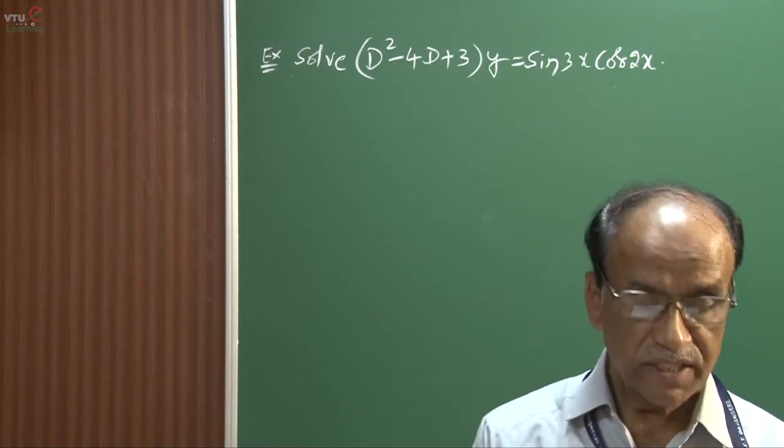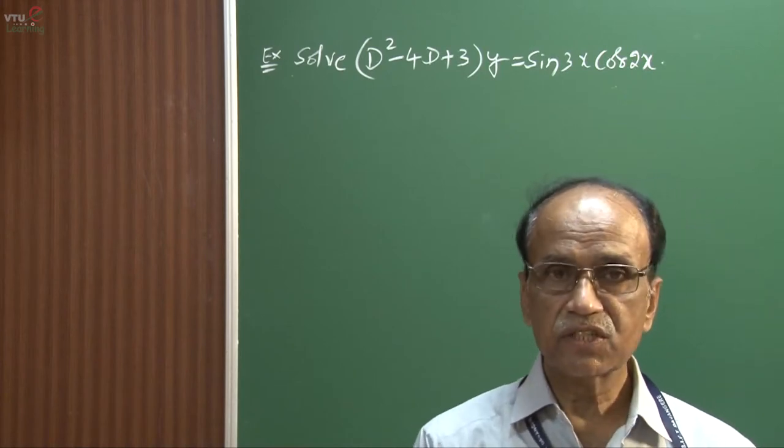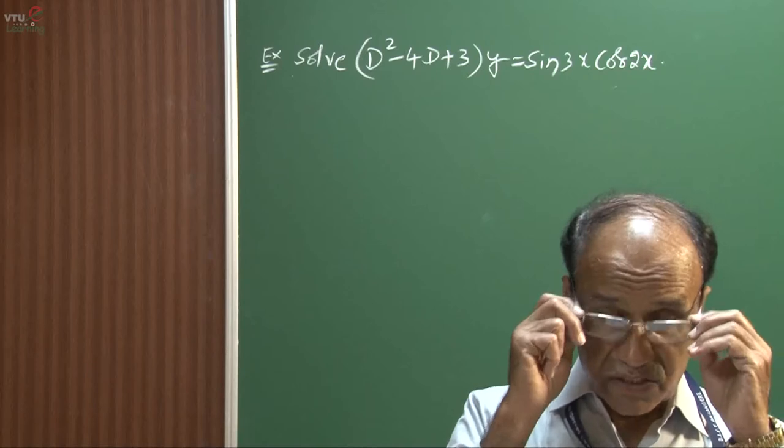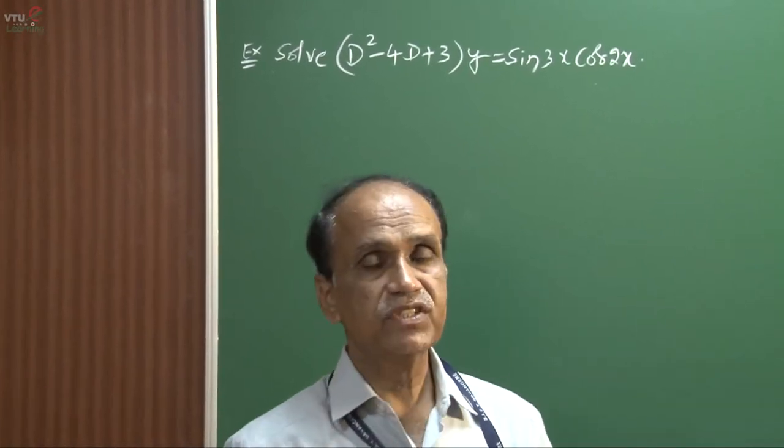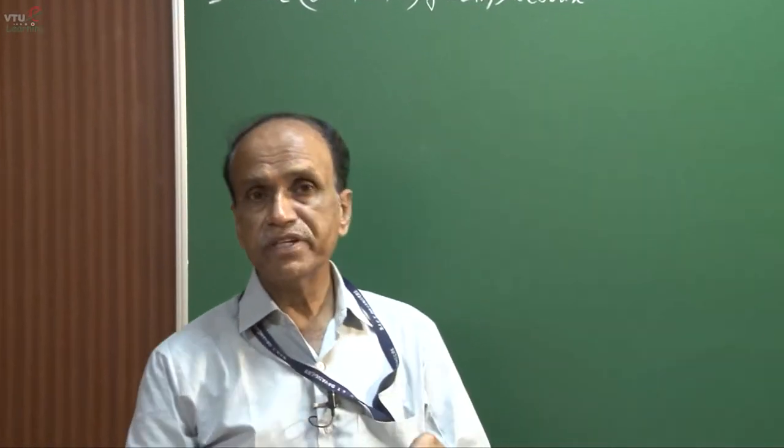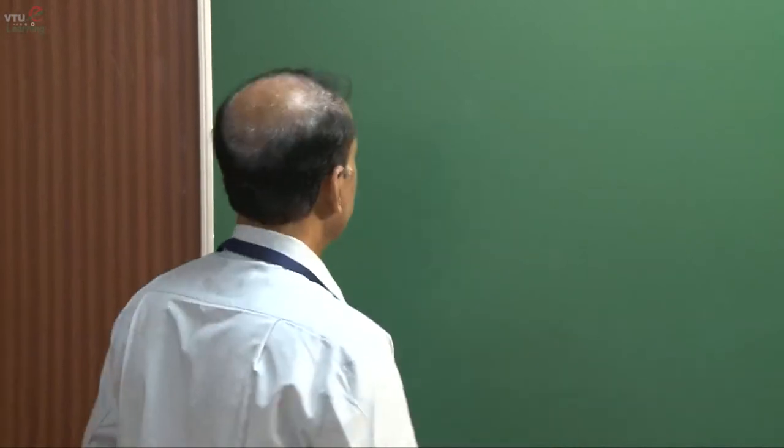As usual, you know that this is to be written as a general solution. Then the general solution consists of two different solutions. One is the complementary function and the other one is the particular integral. The complementary function takes the solution with reference to the LHS of the problem, and the particular integral takes the solution with respect to the RHS of the problem.